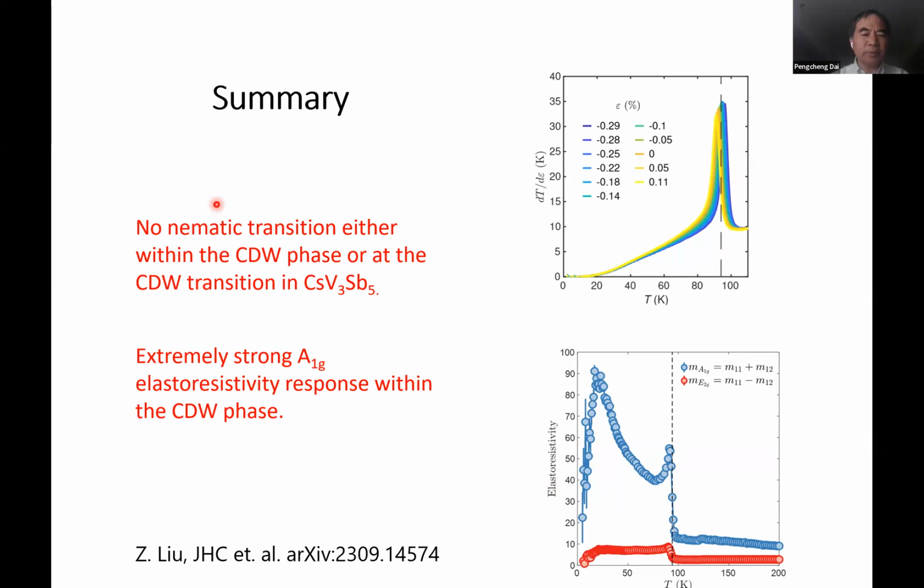Thank you, Jiun-Haw. Extremely comprehensive and very nice results. One of the questions that people might want to ask is that when you do these elastoresistance measurements, you have to glue your sample on the piezoelectric. How important is the alignment of the crystal axis with respect to the piezoelectric for this type of measurement that you do?